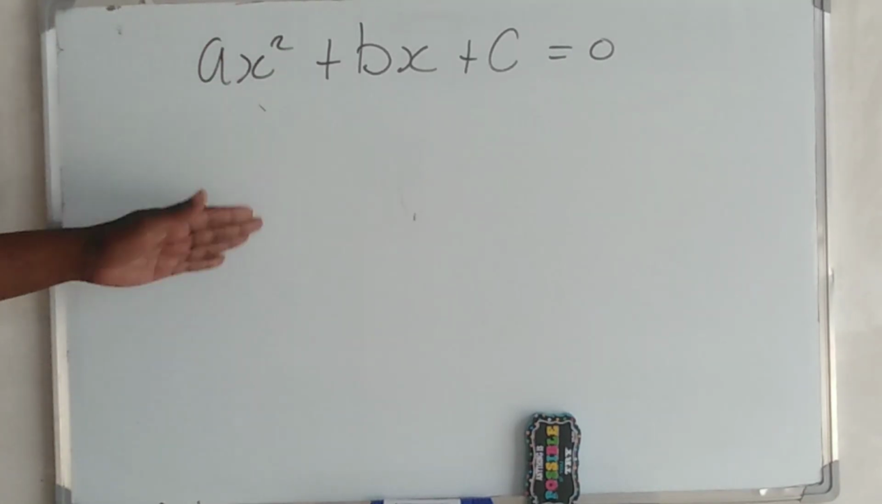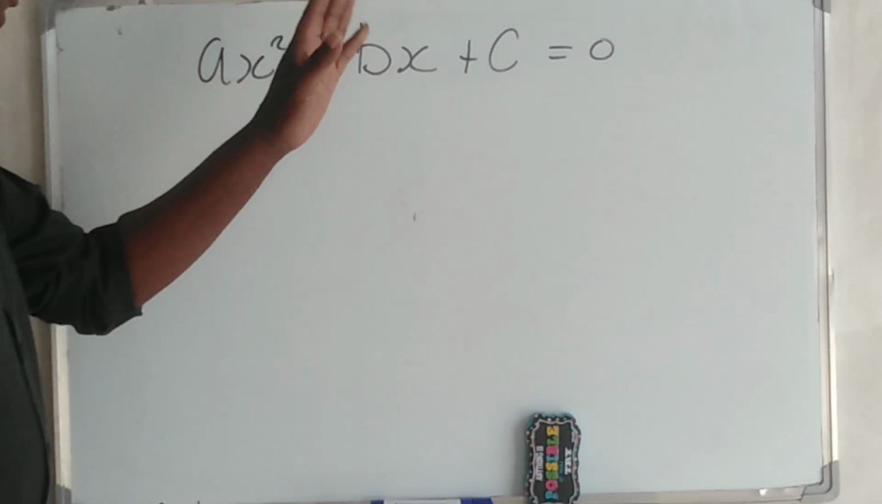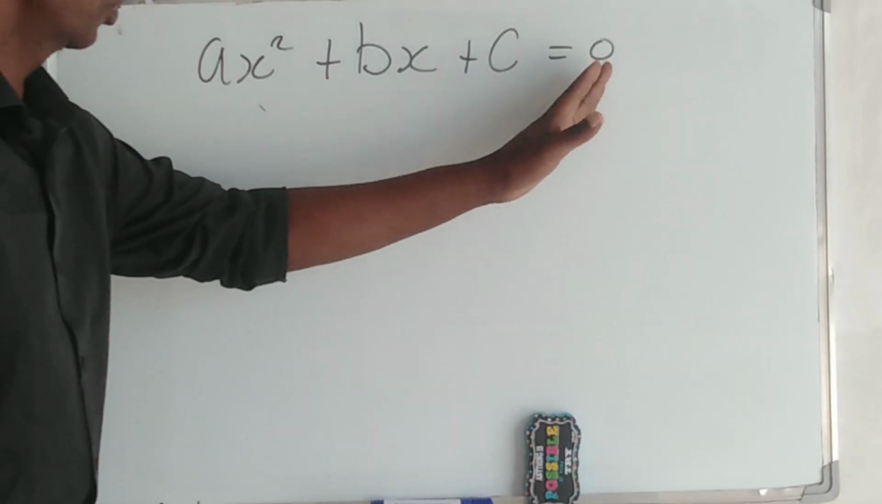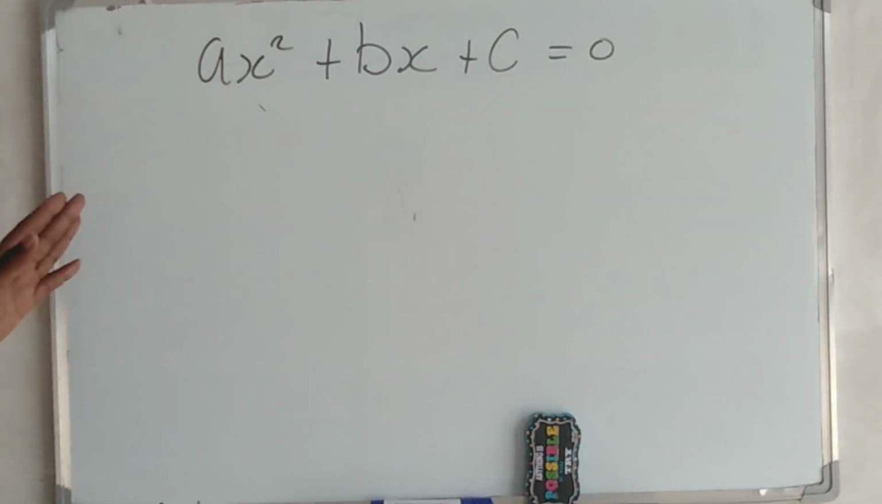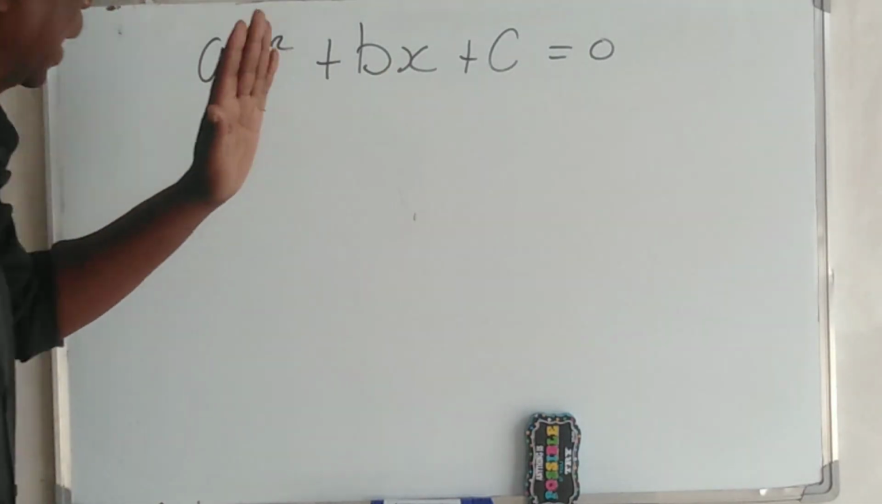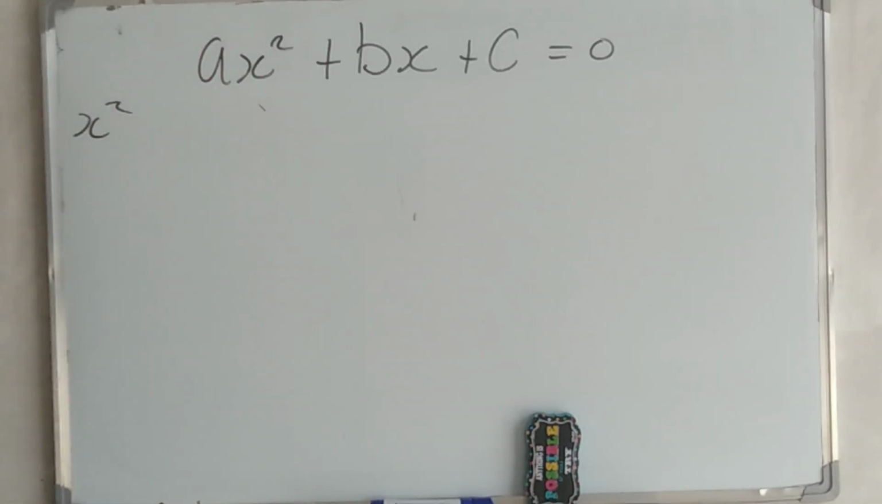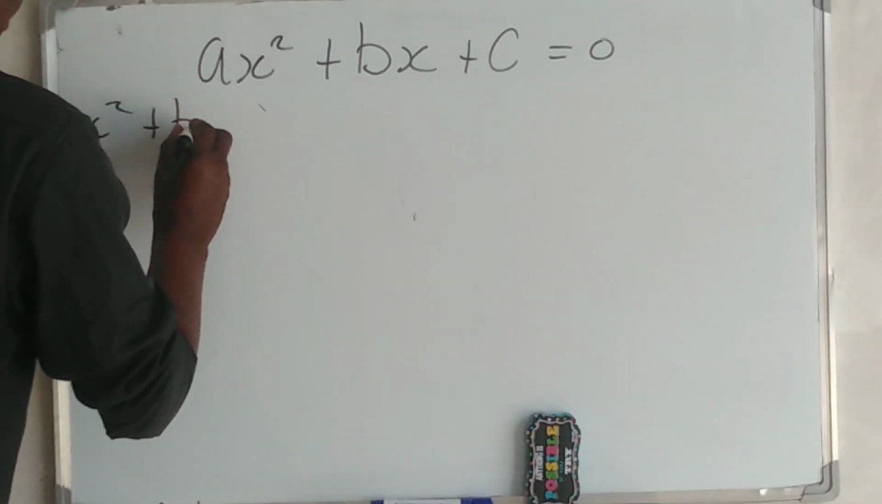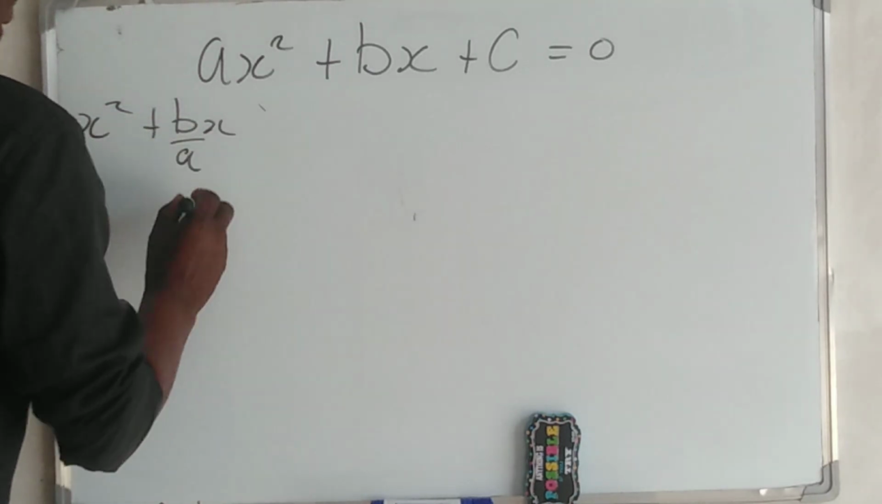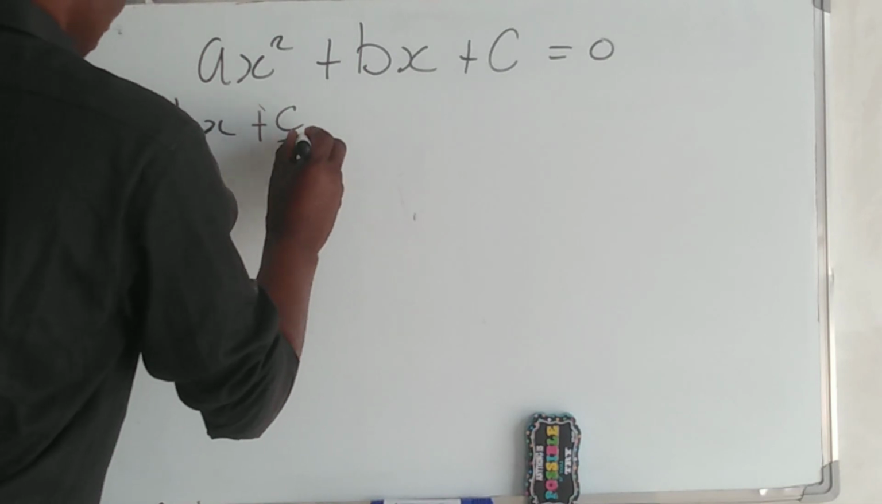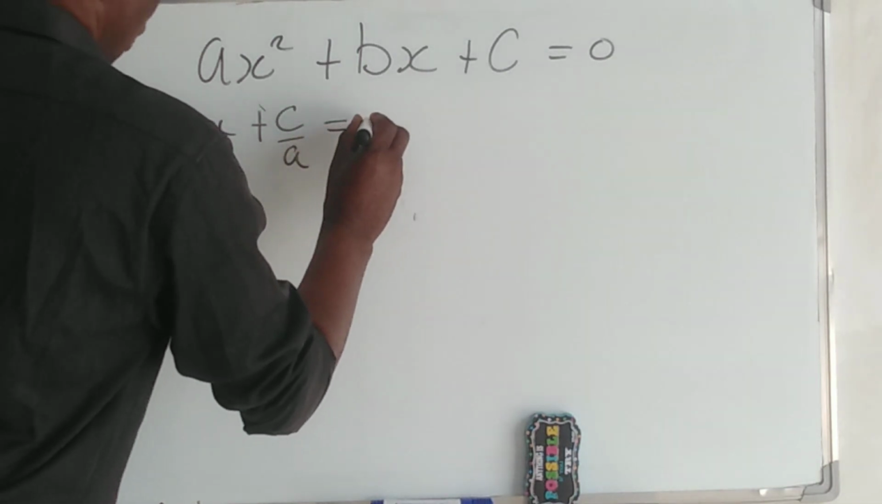ax squared plus bx plus c is equal to 0 is a general quadratic equation. Let's try to solve it using the method of completing the square. So first step, let's divide right through by a to get x squared plus b over a x plus c over a is equal to 0.